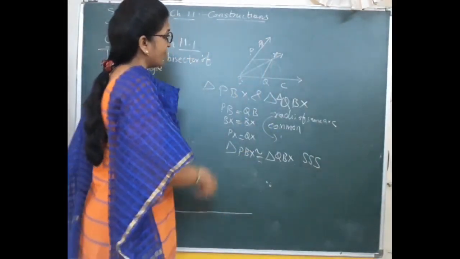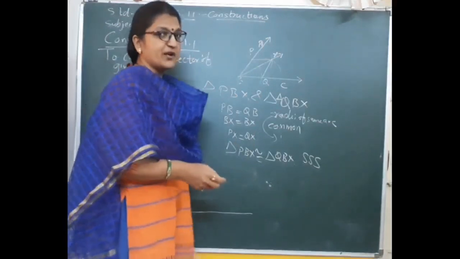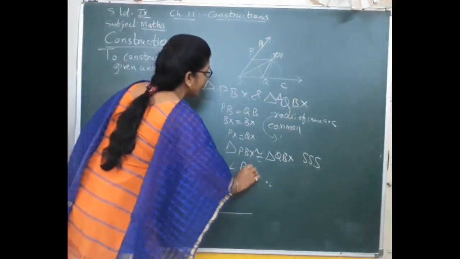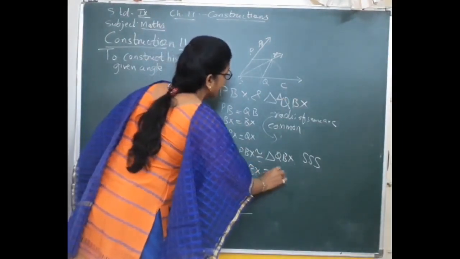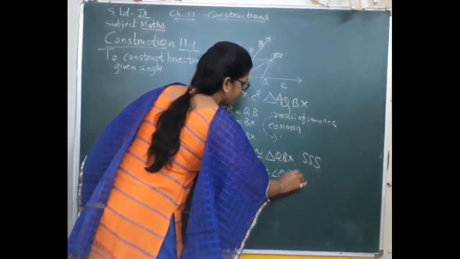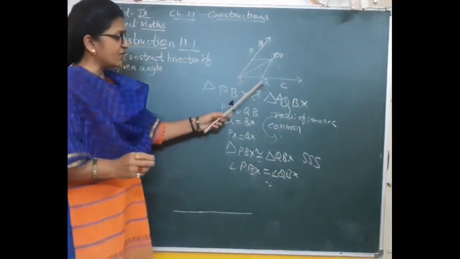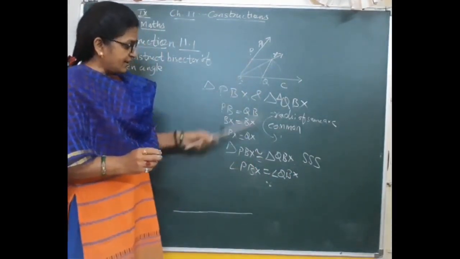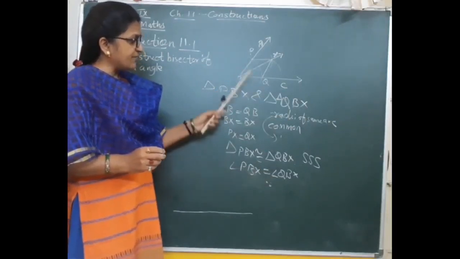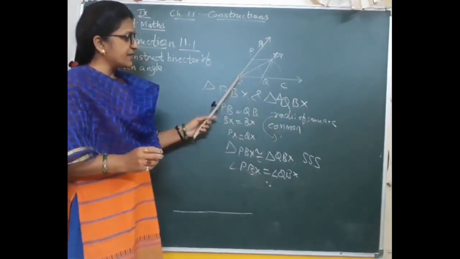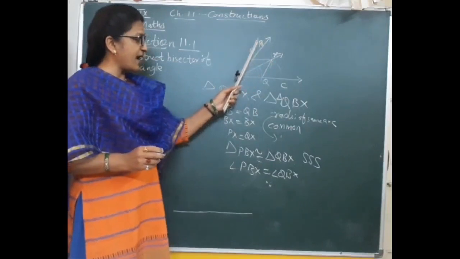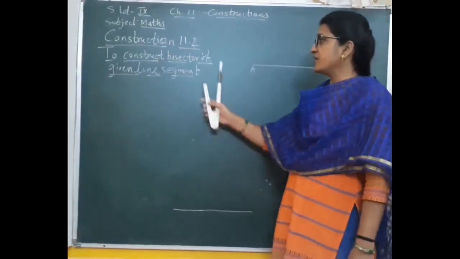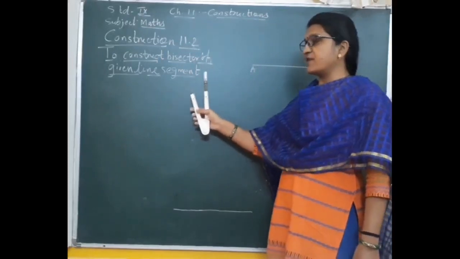And therefore, by CPCT, that is corresponding parts of congruent triangles, angle PBX is equal to angle QBX. That means if these two angles are congruent, ray BX is the bisector of angle ABC. Now next construction is to construct the bisector of a given line segment.